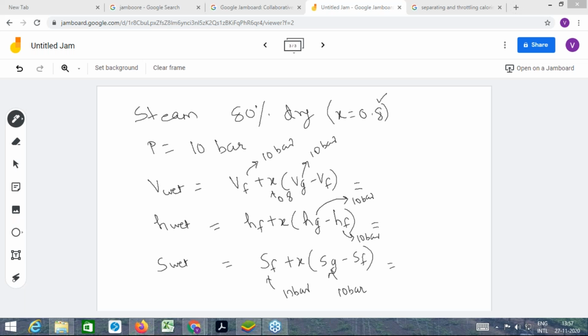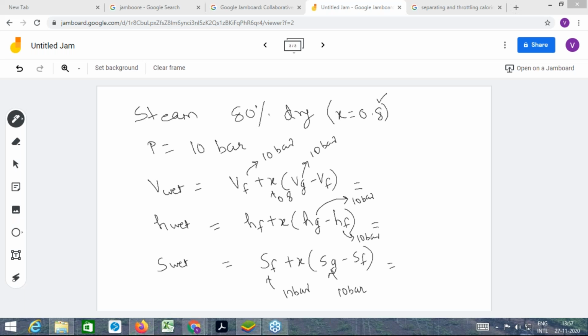If you put X equal to 1 in the enthalpy expression, your HF term would cancel and you will get HG. And if you put X equal to 1 in the specific volume expression, you will get VG. It means that if X is equal to 1, we are finding the enthalpy at the dry saturated steam region. And if X is equal to 0, we are finding the enthalpy of saturated liquid. And if X takes a value between 0 and 1, then we are finding the enthalpy, entropy, and specific volume of wet steam.